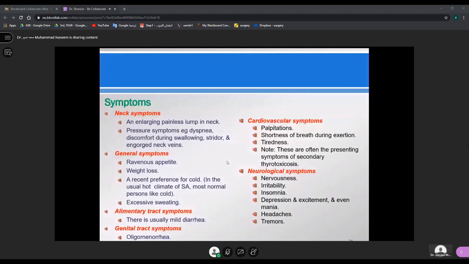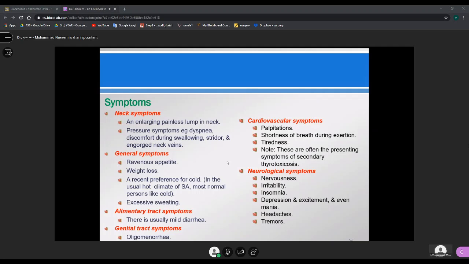Patient will have excessive sweating. Due to effect on the alimentary system, patient can have mild diarrhea. On genital tract symptoms, patient may have oligomenorrhea or amenorrhea. Cardiovascular symptoms: patient can have palpitations, shortness of breath during exertion, may feel tired. These are often the presenting symptoms of secondary thyrotoxicosis.